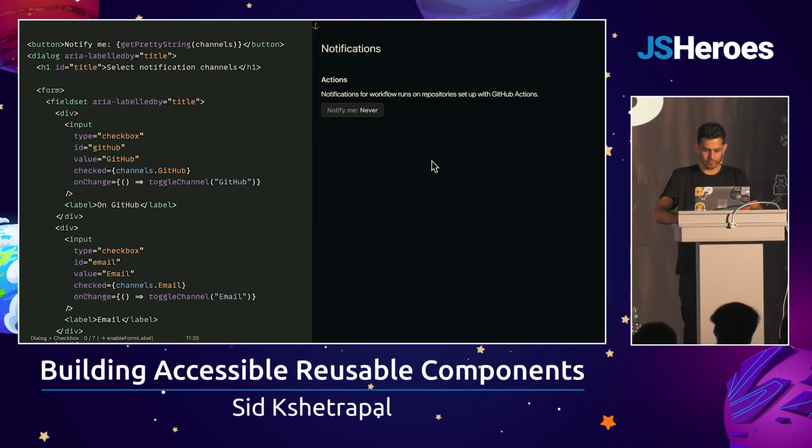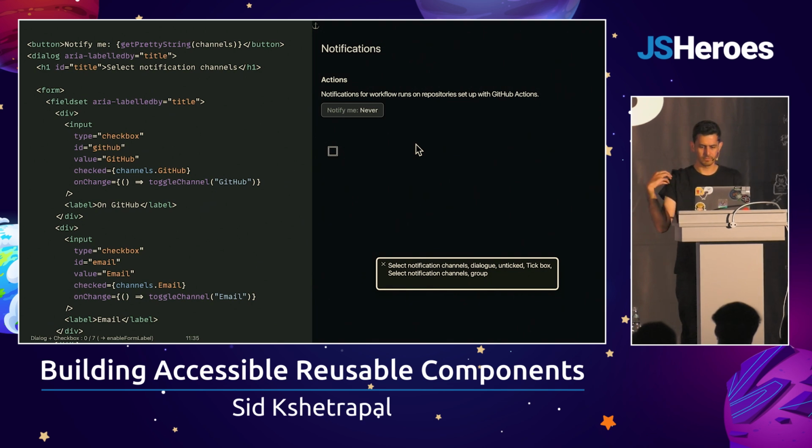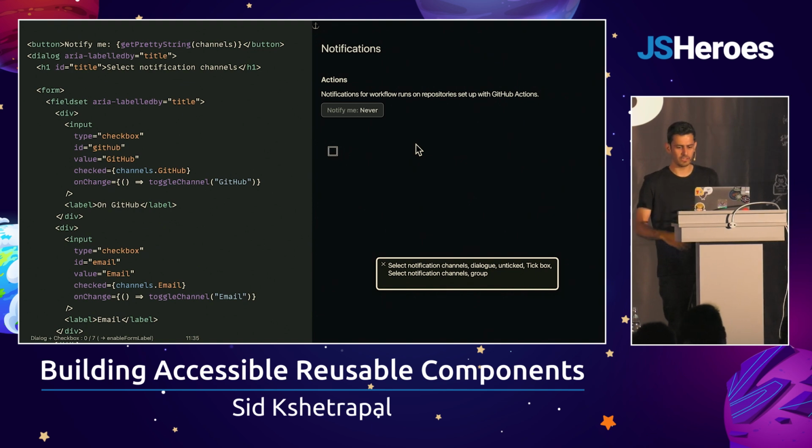Let me save this. OK, now let's do it again. Now let's see what happens inside the menu. Select notification channels. Dialog. Untick tick box. Select notification channels. Group. OK, so we know that we're in a dialog, which is called select notifications channel. That's nice. It says untick tick box. So I know I'm in a tick box, a checkbox, which is unticked.